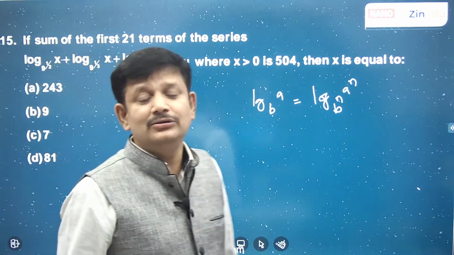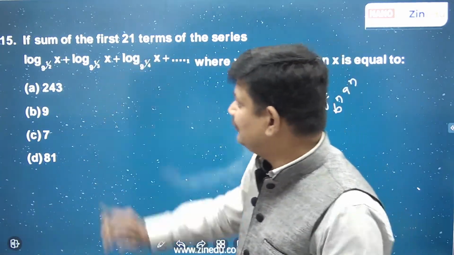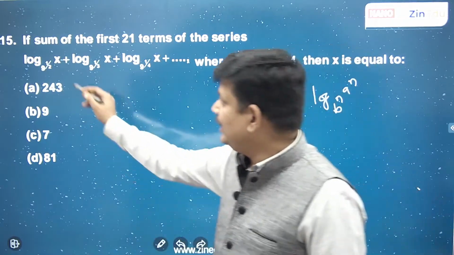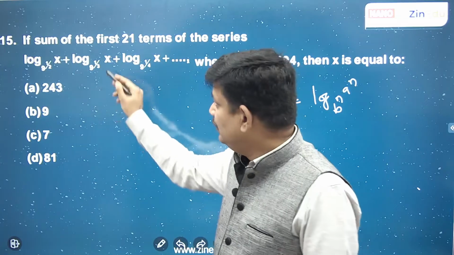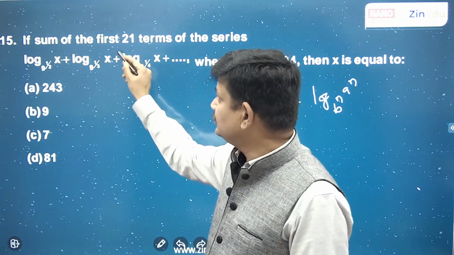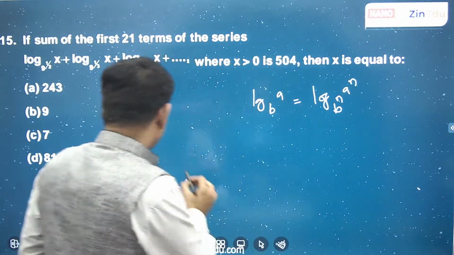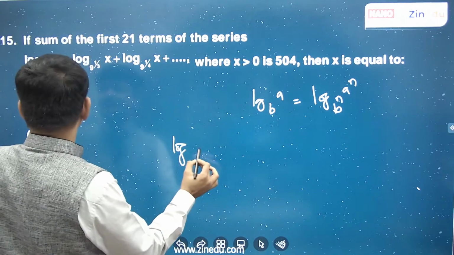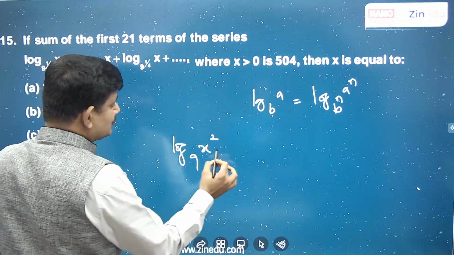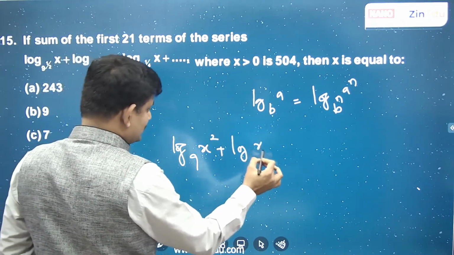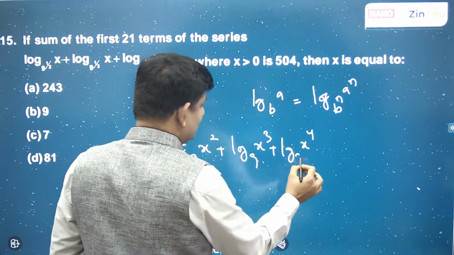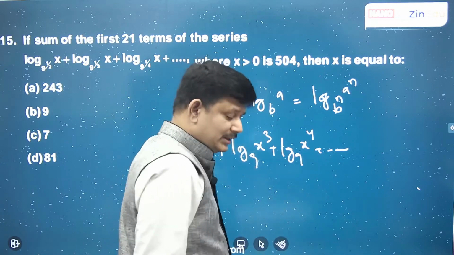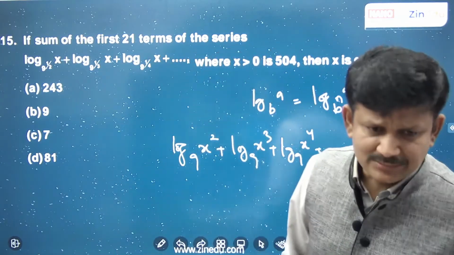So here I have power 1 by 2. 1 by 2 is something which is not comfortable looking at. If you square here, you can get rid of it, so you should also square here. If you cube this, it will become nice, so you should also cube this. So what will happen? This expression is nothing but log x squared to the base 9 plus log x cubed to the base 9 plus log x power 4 to the base 9, and so on. How many terms? 21 such terms.